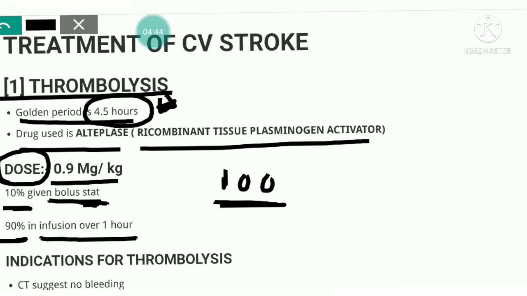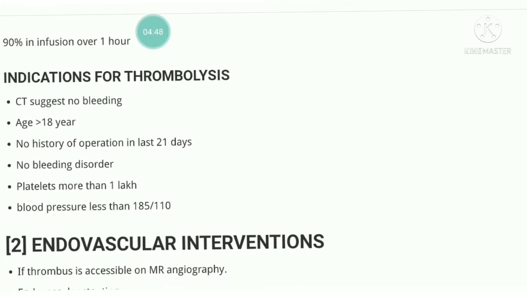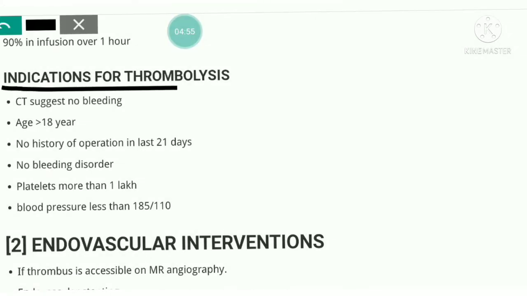Now what are the indications for thrombolysis? In which patient can we do thrombolysis? Indications for thrombolysis: CT scan suggestive of no bleeding, NCCT brain should be normal. This is the first and foremost indication of thrombolysis, because we cannot do thrombolysis in a hemorrhagic CV stroke. That is why CT scan should be normal.